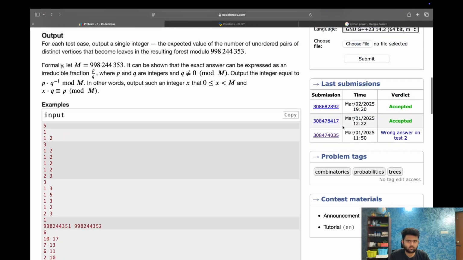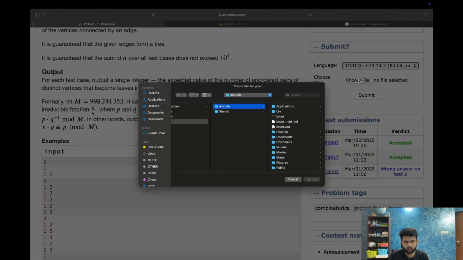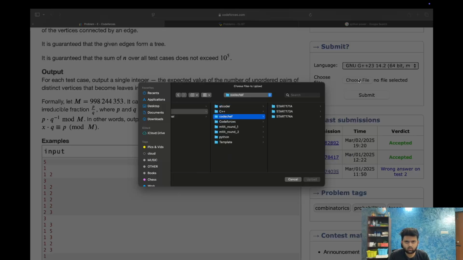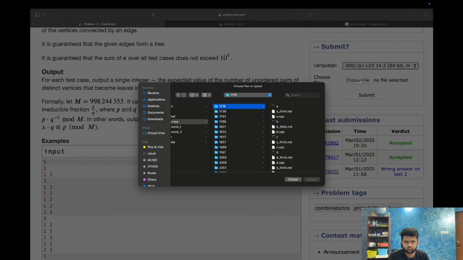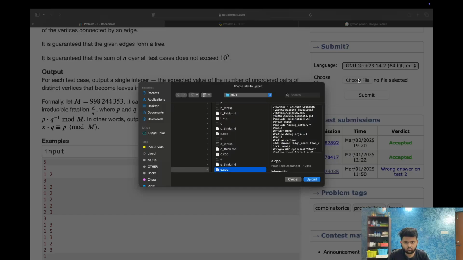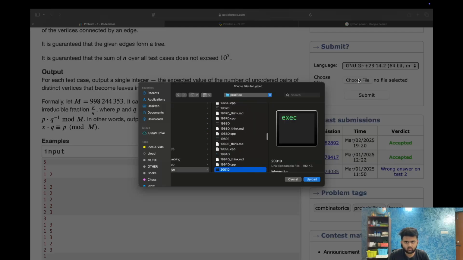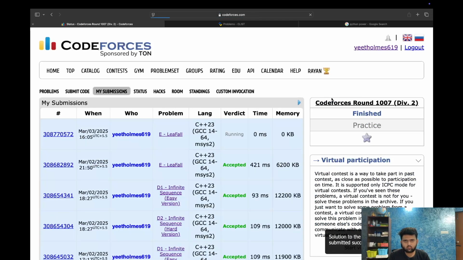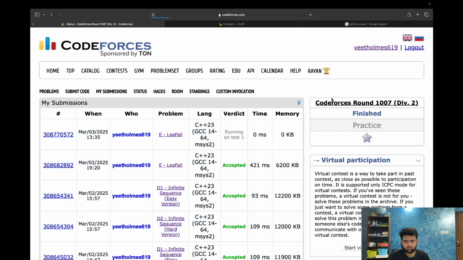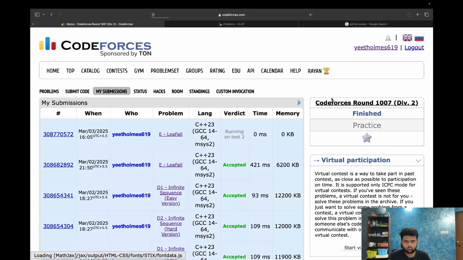So you can try submitting it on Codeforces. Sorry, this is in practice. Yeah, it should pass. Yep, so that works.